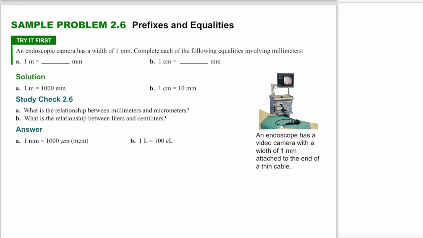An endoscopic camera has a width of 1 millimeter. Complete each of the following equalities involving millimeters. 1 meter is equal to how many millimeters? We see that if we look at our chart, 1 meter is 1,000 millimeters. 1 centimeter is 10 millimeters. What is the relationship between millimeters and micrometers? 1 millimeter is 1,000 micrometers, and 1 liter is 100 centiliters.